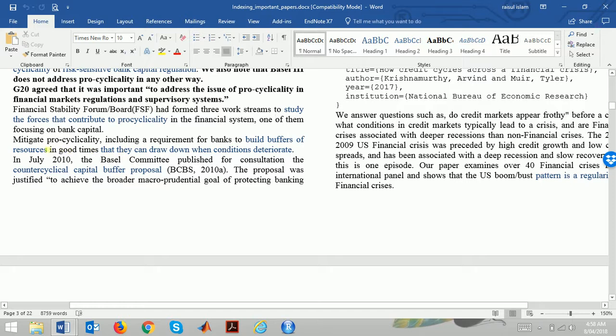Mitigating procyclicality includes a requirement for banks to build buffers of resources in good times that they can draw down when conditions deteriorate. The Basel Committee published for consultation the counter-cyclical capital buffer proposal.